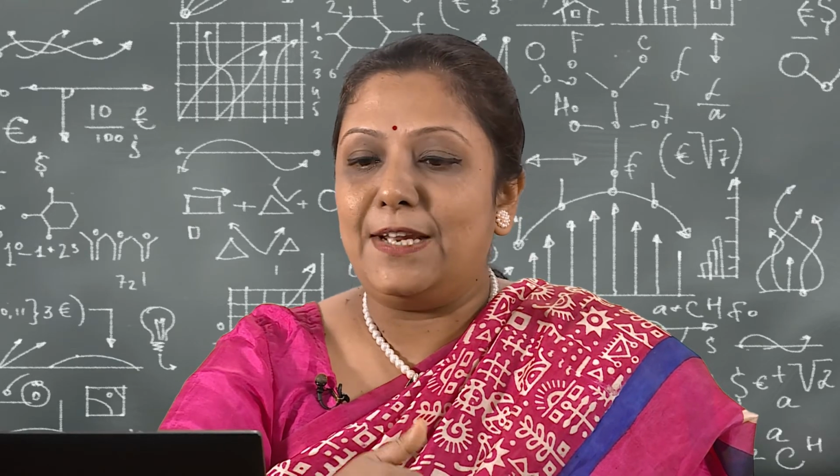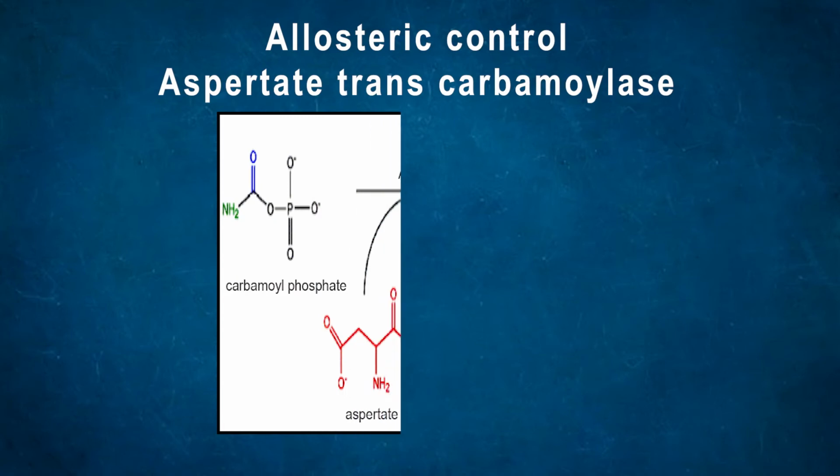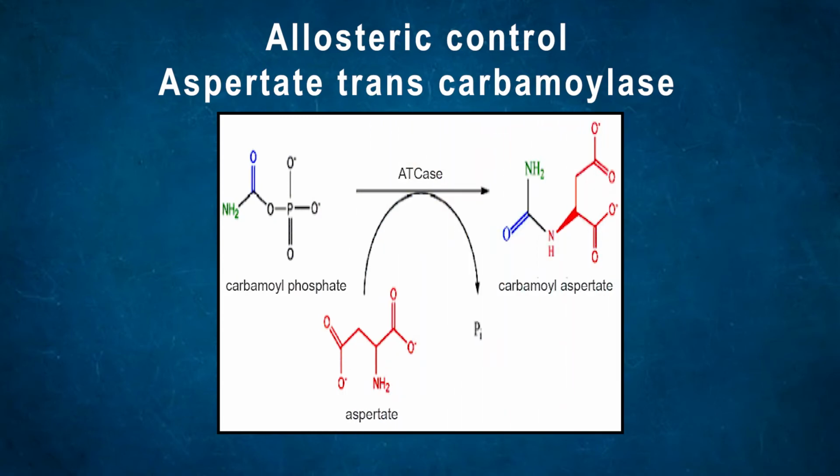So, from this reaction, we can find how carbamoyl phosphate and aspartate join with the help of ATCase to produce carbamoyl aspartate, the first reaction in the CTP biosynthesis pathway.